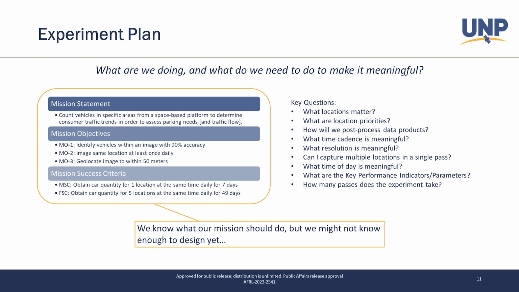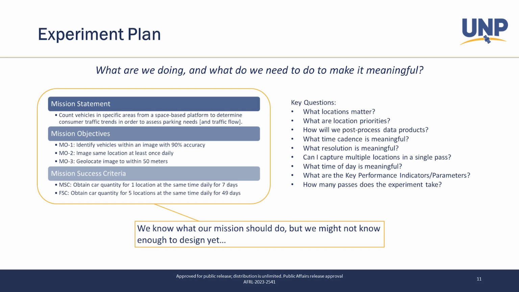ConOps is a fairly well understood concept industry-wide. The experiment plan actually came out of AFRL. So this is kind of an AFRL document that we make our own missions do as an R&D organization to help us kind of define these interim pieces and make sure all parties are aware of what's going on. So this is probably more akin to something in NASA, like a science plan or something like that.